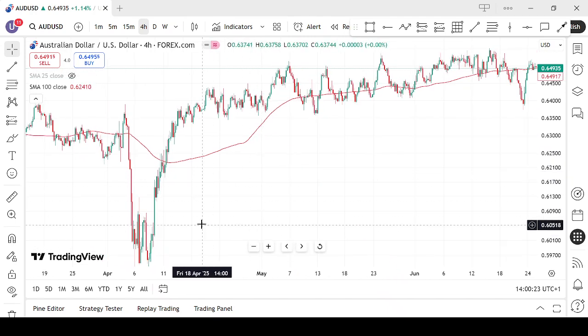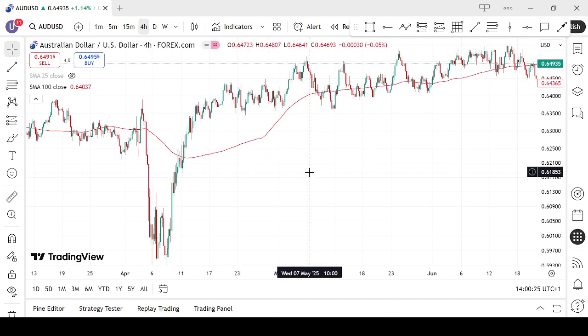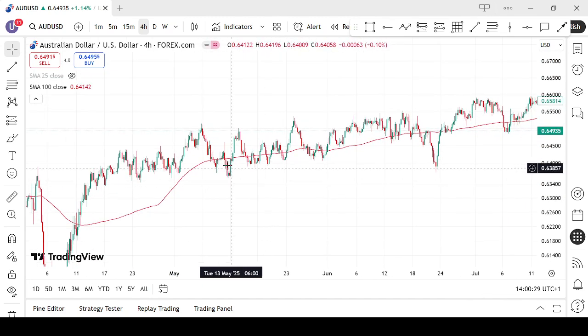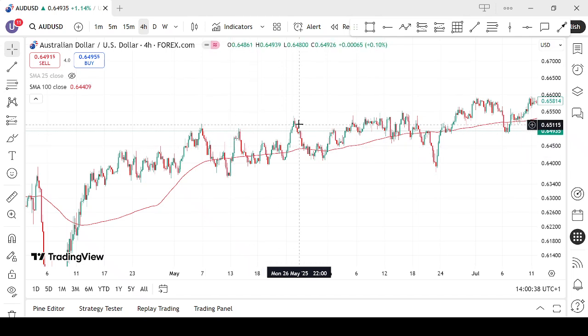When the market is trending, price often pulls back towards the simple moving average before continuing to move in that direction. As you can see, price swing is moving to the upside in this area. It came back, it touched the moving average, it kept on going, it touched it again, and it kept on moving in that direction.